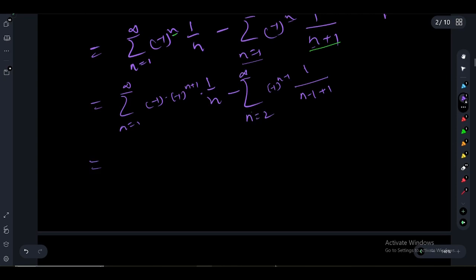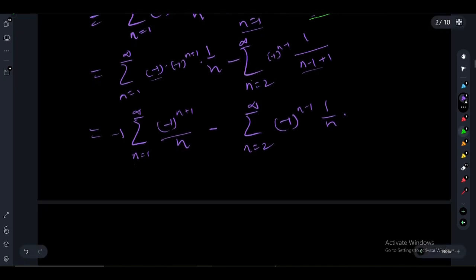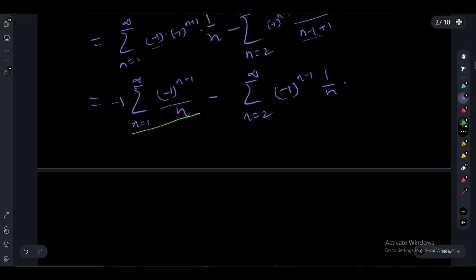Now again we can take minus 1 outside of the summation because it doesn't depend on n. So this can be written as minus 1 into the sum from n equals 2 to infinity of minus 1 whole to the power n minus 1, and simplifying this we have 1 by n. Now what is the value of this expression? It is given that the value of the sum from n equals 1 to infinity of minus 1 whole to the power n plus 1 by n is log 2, so we can write it as minus 1 into log 2.